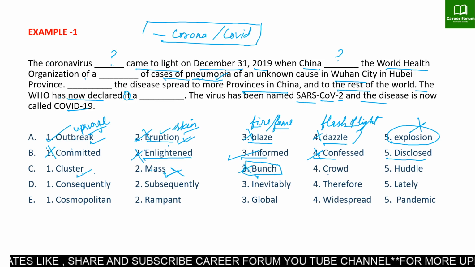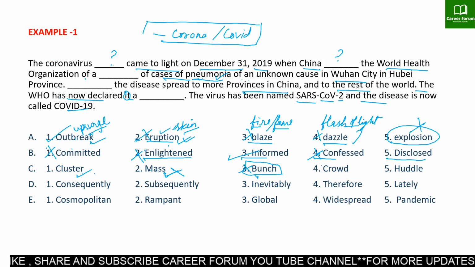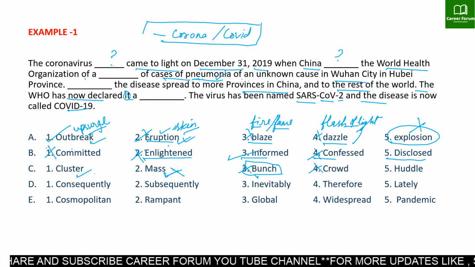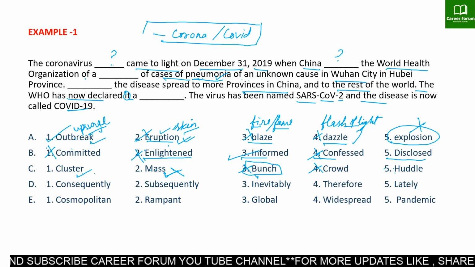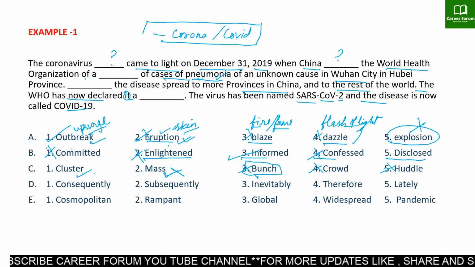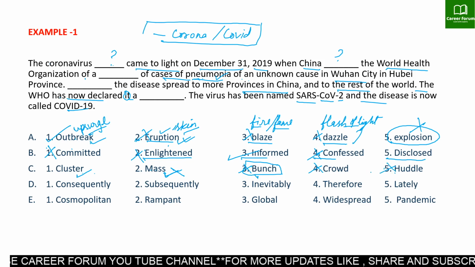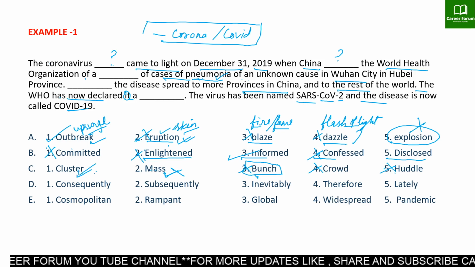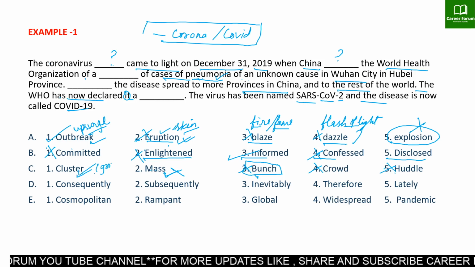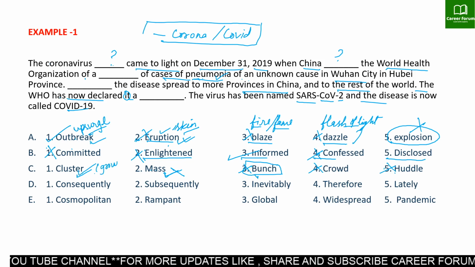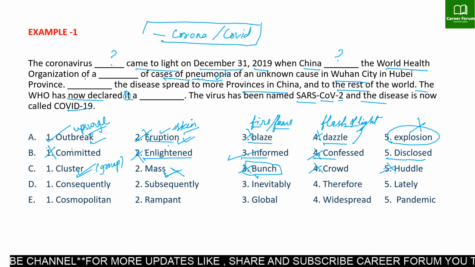Crowd of cases. Crowd is typically for people. Here we are talking about cases, so it is not relevant. Huddle is again crowd, but crowd is not relevant to the blank. So the correct option is cluster of cases, which is also called group of cases. Okay. Am I clear here? Fine.